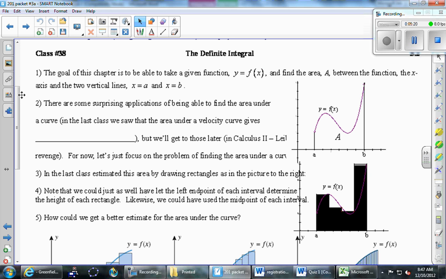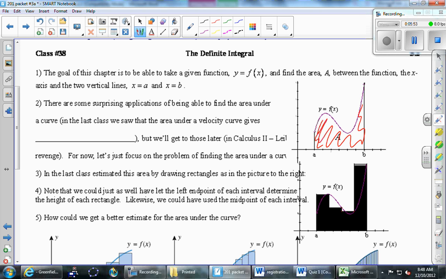Number one says the goal of this chapter is to take a given function, y equals f of x, and find the area A between the function, the x-axis, and the two vertical lines at x equals a and x equals b. So the area that we're interested in is all this stuff in here. And it is trapped on four sides. It's trapped on top by the curve. It's trapped on the bottom by the x-axis. We're always going to count area starting or ending at the x-axis, okay? And then a couple of vertical lines, x equals a and x equals b.